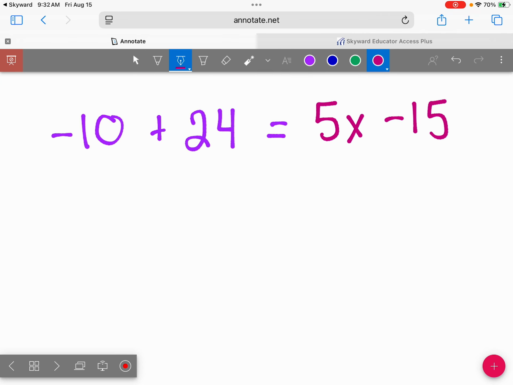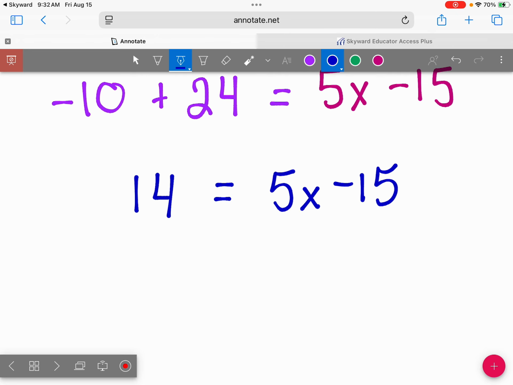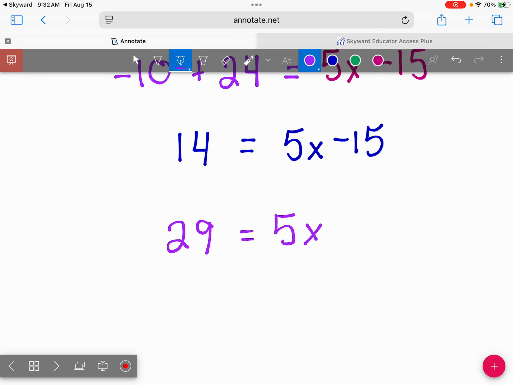So when we're down here looking at what we have left over, we're going to combine our like terms. So we should get 14 on this side, equal to 5x minus 15. What do we do next? Add 15. That's going to give us 29 equals 5x. So what is x going to equal?